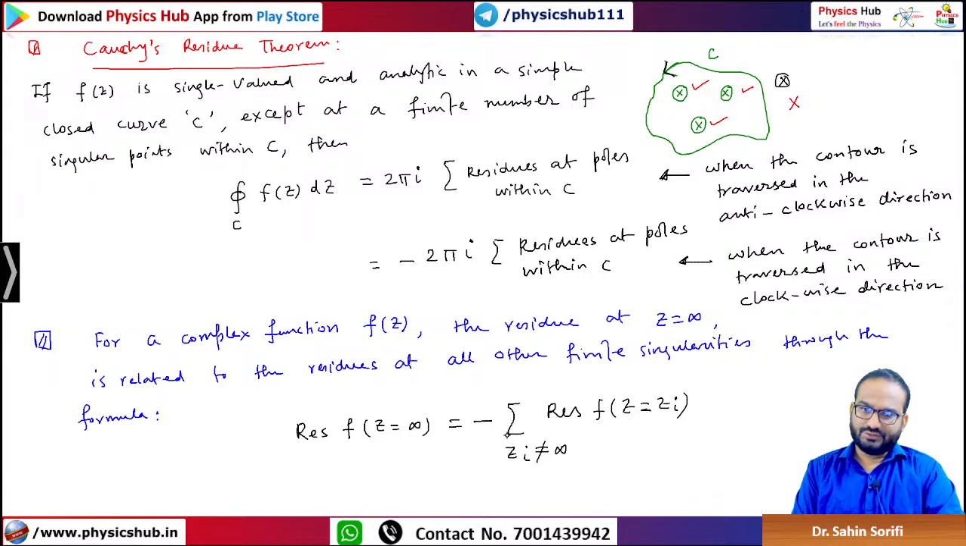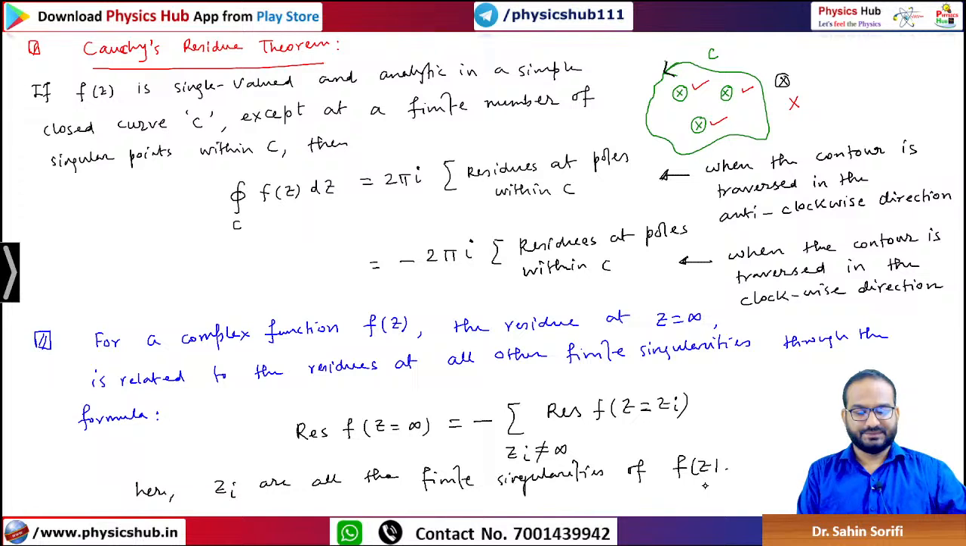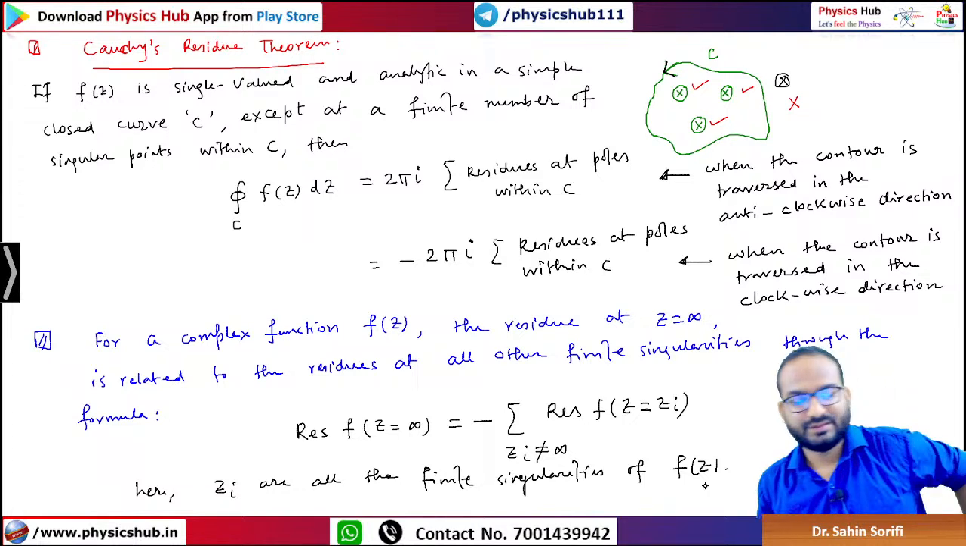So if you are asked to calculate the residue at z equals infinity, what are you going to do? You will calculate the residue at the other finite singularities and just add a minus sign, that will give you the residue at z equals infinity. So here the z_i are all the finite singularities of f of z. Is it clear?